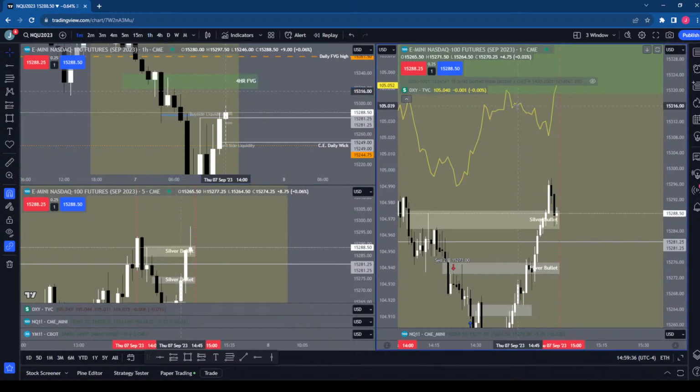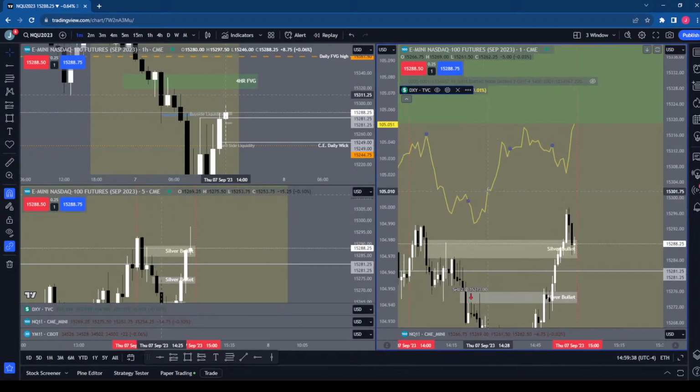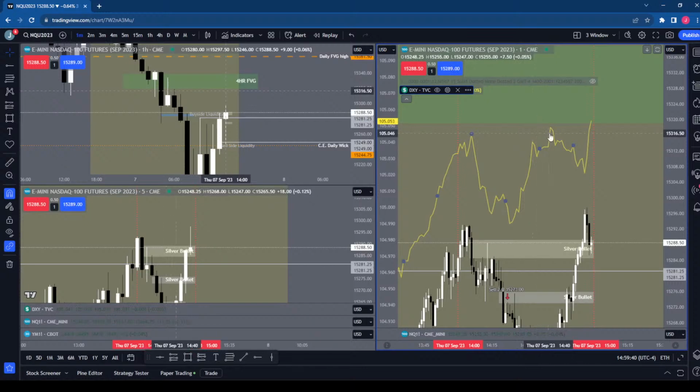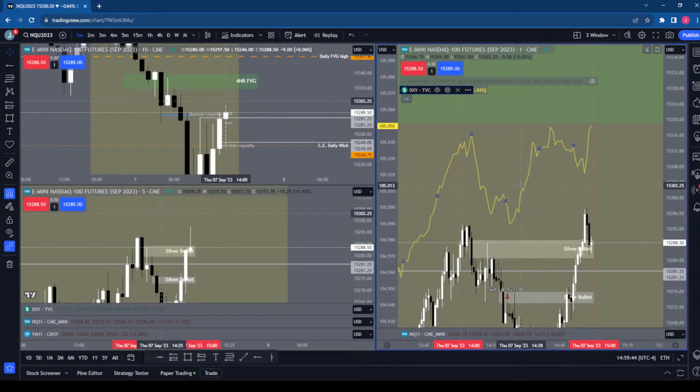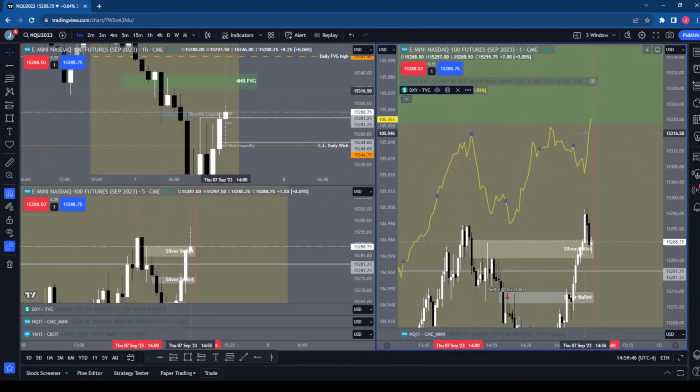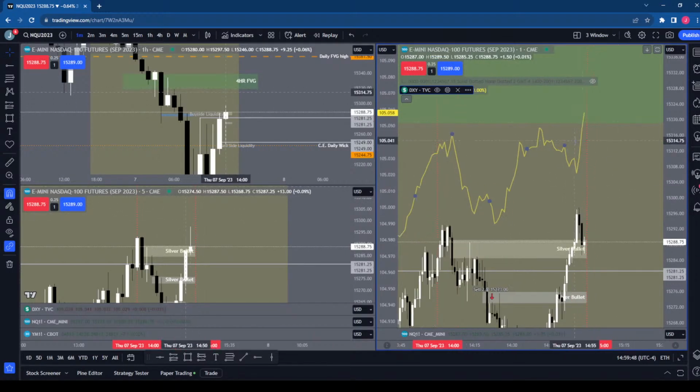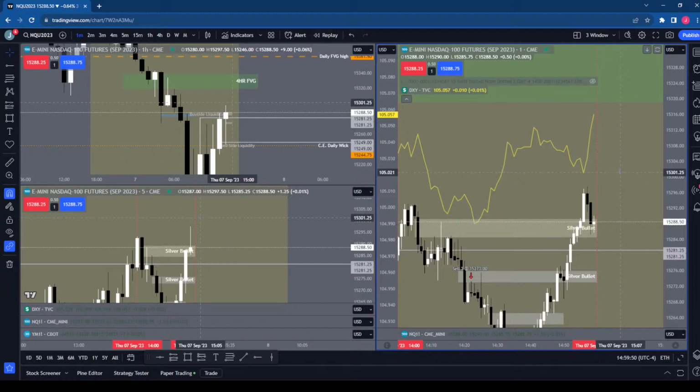It's going to depend on what the dollar does here, though. Initially, we wicked above it, came back down. There's probably a fair value gap somewhere in this line. Now the dollar is going higher. We'll see.